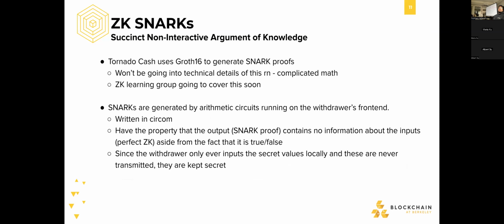And yeah, just a couple of implementation details. The specific SNARK generation algorithm that Tornado Cash uses is called Groth16. And again, this is a bunch of complicated math, so we won't be going super into technical details. But honestly, since it's a small group, I could probably do a little bit about another ZK protocol, like FRI, if y'all want to go into that. Okay, cool. But yeah, if you want to learn more about this, then go to the ZK learning group. I think they're actually going to cover Groth16 and everything, so that's pretty cool.